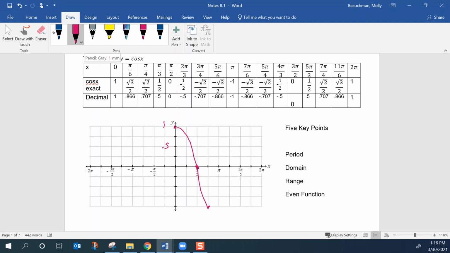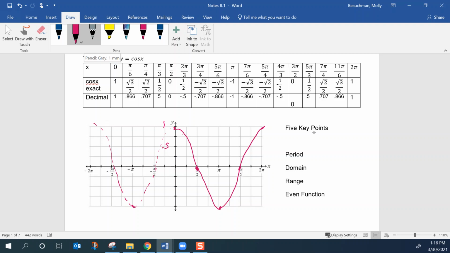I didn't quite hit pi right there. So at pi, we get negative 1. At 3 pi over 2, we're back to 0. And at 2 pi, we're back up to positive 1. So in between here are our coordinates 0.866, 0.707, 1/2. And notice if I were to dot in another period of the cosine function, it would look exactly like the sine function moved over. So this is moved 90 degrees.